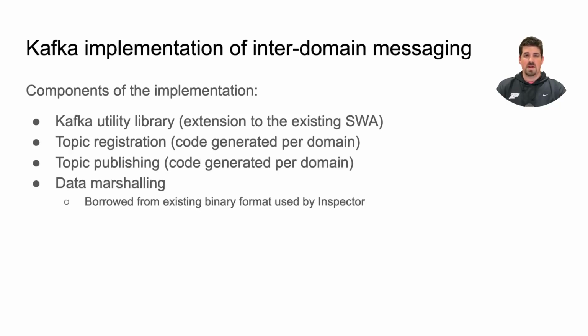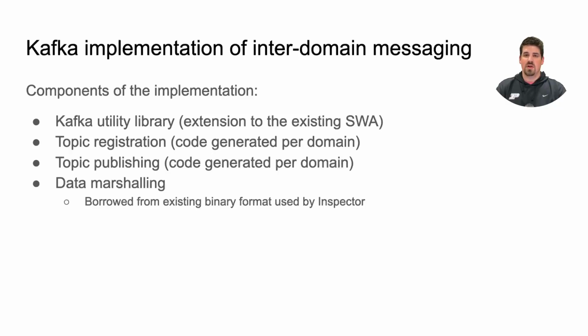The second component is the topic registration component. This part is generated for each domain independently and makes a connection between registering topics and the actual domain services that need to be registered. So for each marked domain service, the code is generated to be able to actually register that as a topic in the system. The third component is the corresponding piece for publishing.